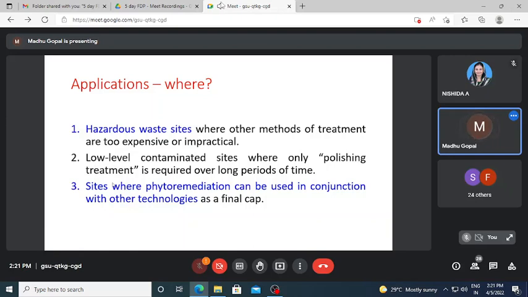Then, of course, we can use phytoremediation in conjunction with other technologies. That is also possible. You can think of other remediation technologies, and along with that, you can try phytoremediation also. So these are the areas where we apply phytoremediation techniques.